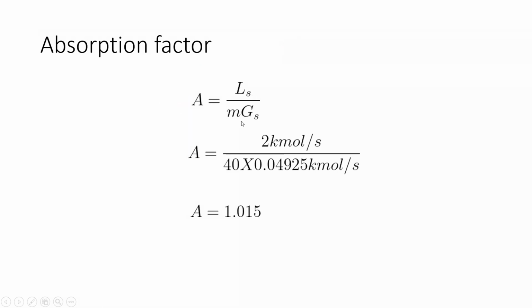A is equal to Ls by Gs by M. Ls by Gs is actually the slope of the operating line, M is the slope of the equilibrium line. So operating line upon equilibrium line is the absorption factor, Ls by M Gs. And if we put all values, then we get A is equal to 1.015.